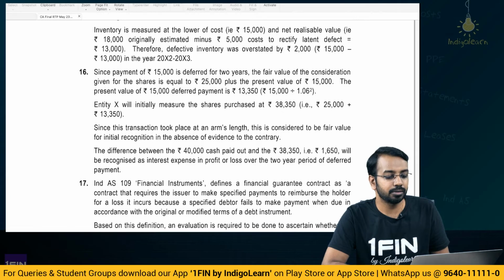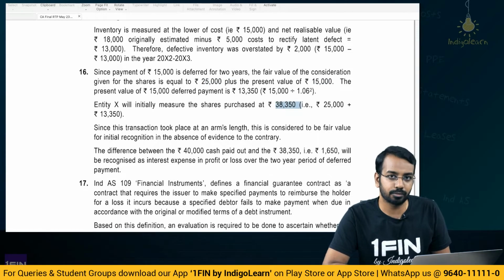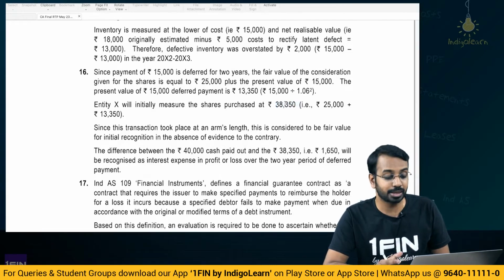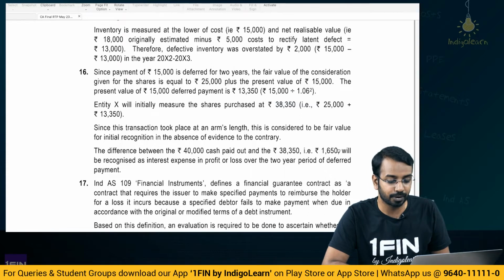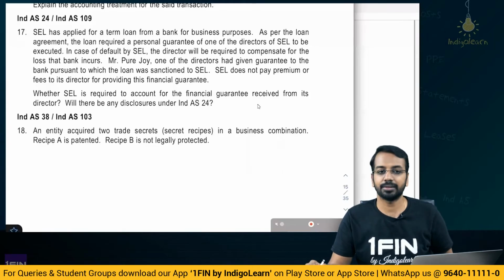Since the payment of 15,000 is deferred for 2 years, the fair value of the consideration given for the shares is equal to 25,000 plus the present value of 15,000, which is 13,350. And because the transaction took place at arm's length, this 38,350 is what is the fair value. Now what about the extra amount paid? Extra amount of 1,650 will be recognized as interest expense in P&L over the 2-year period. Let's have a look at the next one.